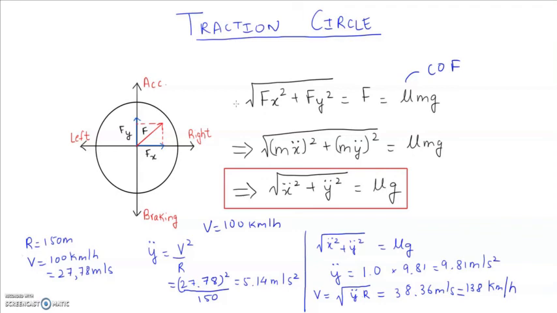So now you know that when someone talks about the traction circle, you need to consider the longitudinal force, or accelerating and braking force, and Fy, which is mass into the lateral acceleration. That's the lateral force. And with this simple formula, you can calculate the forces which are acting, and the velocity, the lateral acceleration, and the longitudinal acceleration.